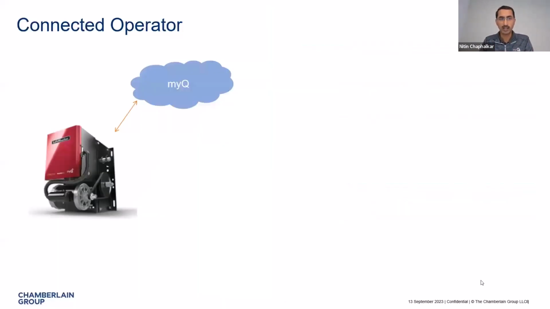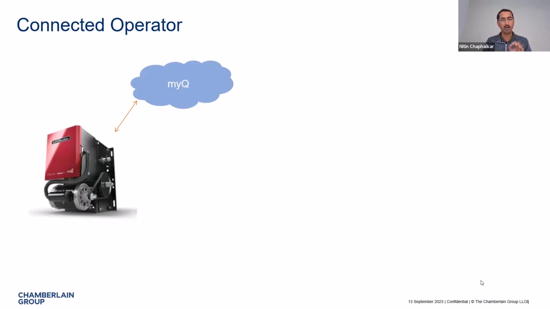So let's get started. At Chamberlain and LiftMaster, we have been talking about a connected operator for some time, and we have done that for residential operators, of course. But our commercial operators are also connectable. We see a lot of benefits on the residential side through the app and all the technologies that we have developed. But there is a vast amount of information and capabilities on the commercial side as well, which can be derived from the connectivity of an operator.